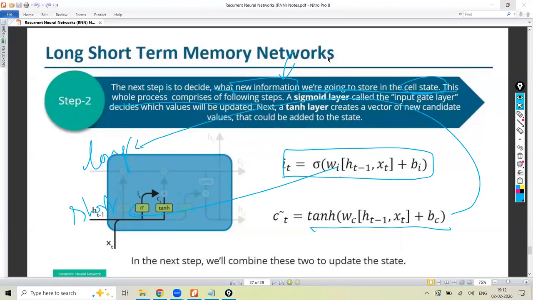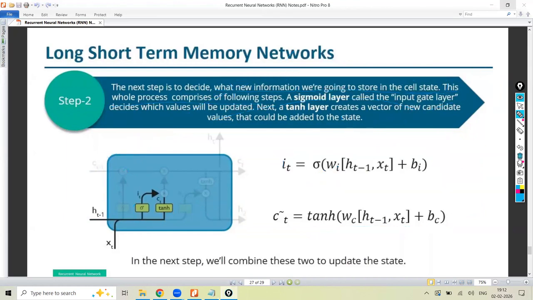Sir, explain the cell once again. Yes. Here, a tanh layer creates a vector of new candidate values that could be added to the state. It converts using the tanh function, and the tanh function will give some value. What is the output range of the tanh function? -1 to +1. It is going to give some value, and that value will be added to the long-term memory. Point is clear? Everyone? Yes or no? Online students, please confirm.